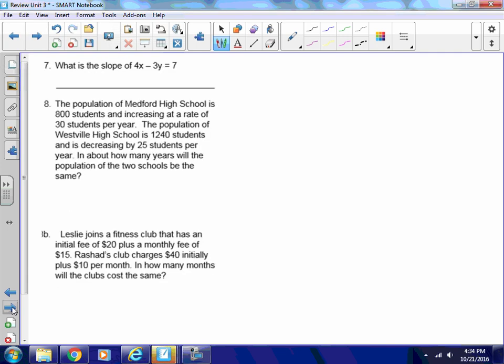Number 7, what is the slope of that equation? We need to get y alone to know the slope for sure. So I will subtract 4x to both sides, and when I do, I get a minus 3y equals a negative 4x plus 7. Now let's get y alone by dividing every term through by negative 3.